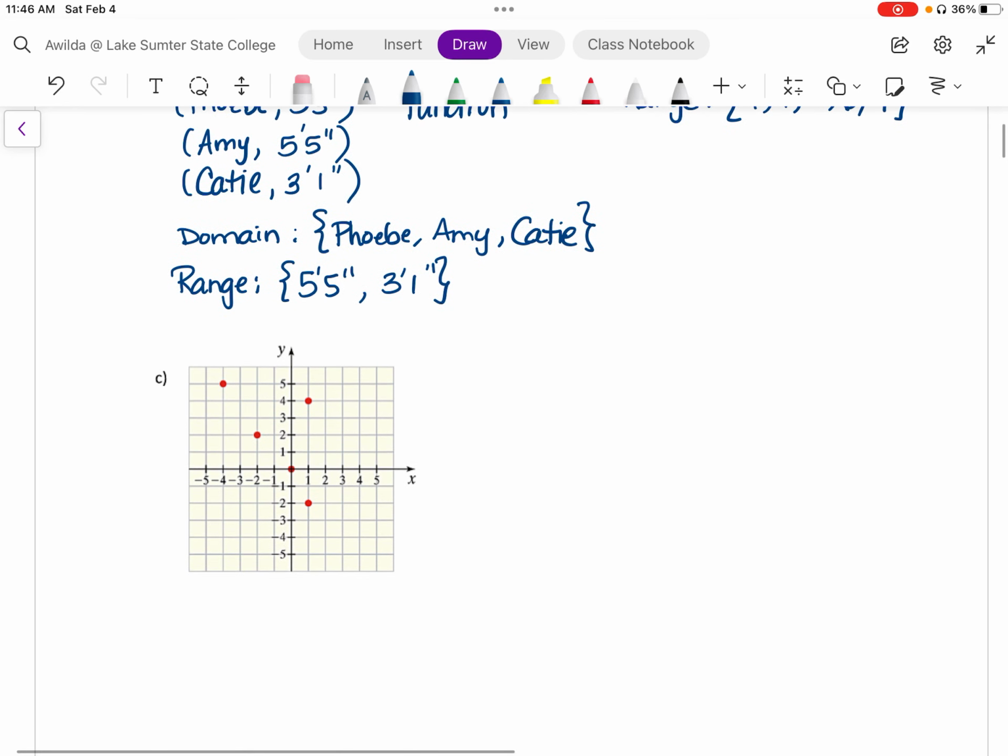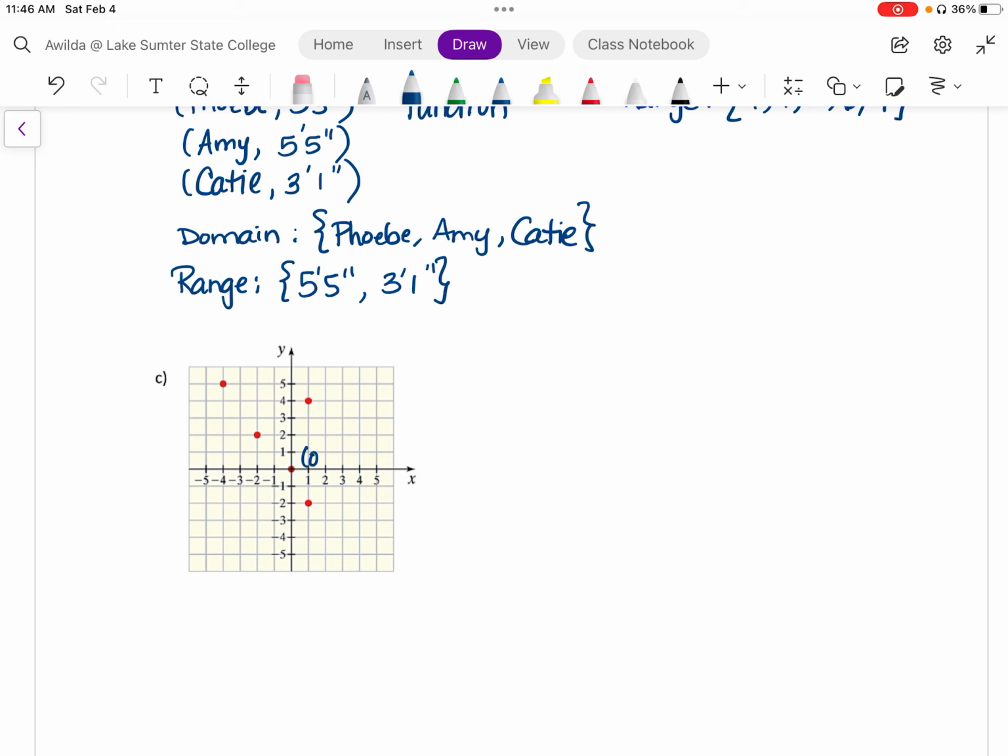In example C, rather than having the relation as a set of ordered pairs in list form, we have the ordered pairs in graph form. So it looks like we have 5 ordered pairs in this relation. And let's go ahead and label the coordinates for each one.